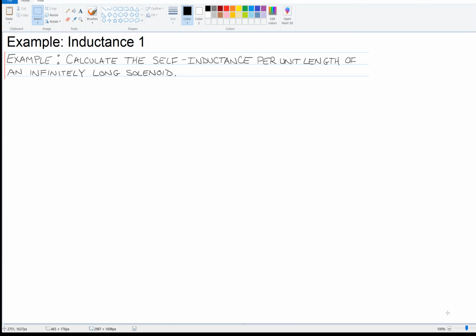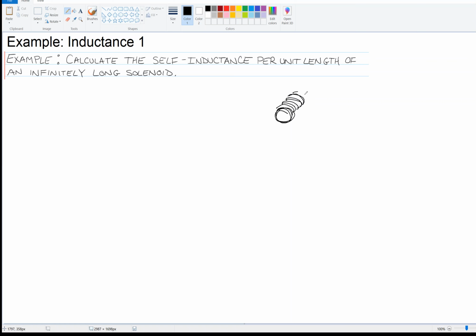We have been talking about inductance. It's a very important property of magnetic materials. And in this example, we're going to calculate the inductance per length of a solenoid. And a solenoid is an important circuit element, if you will, if you want to call it that.